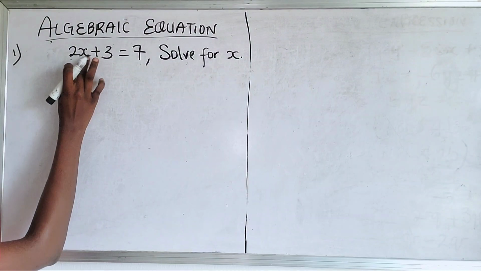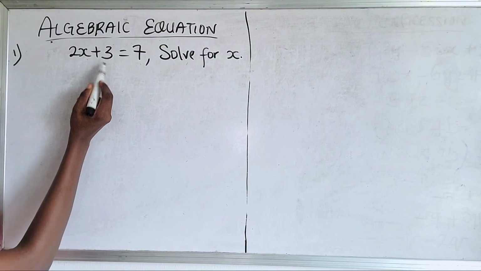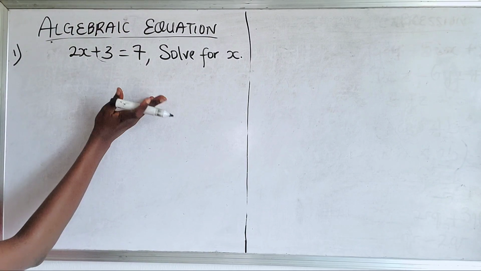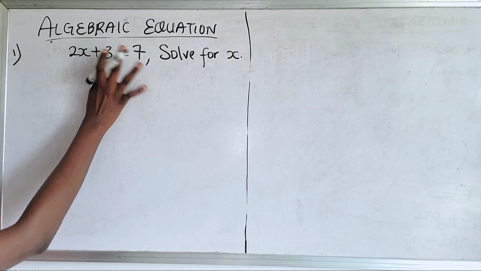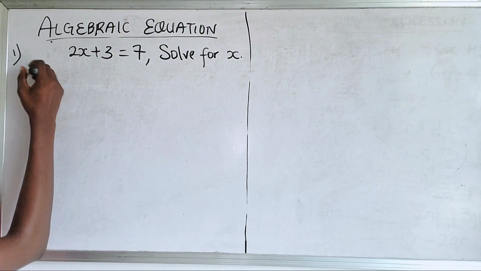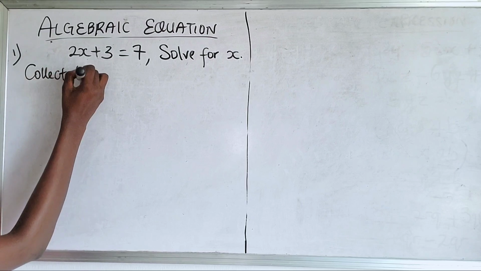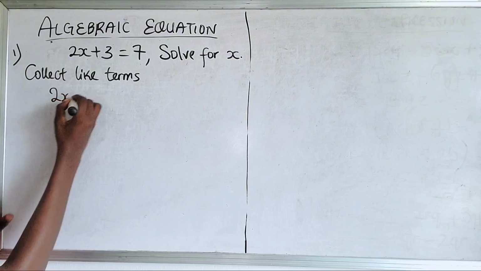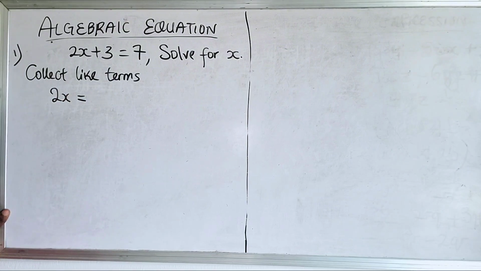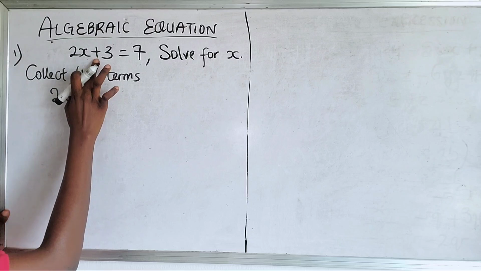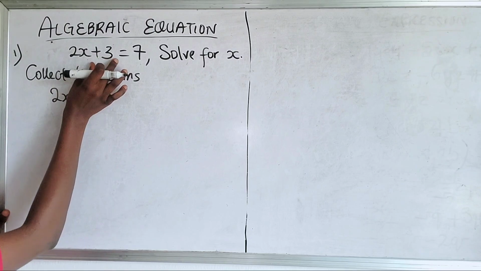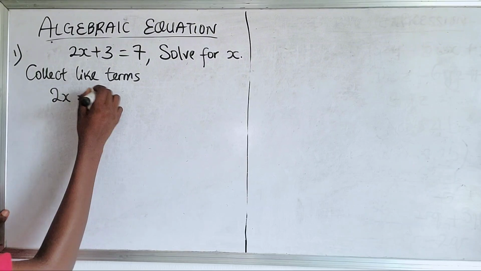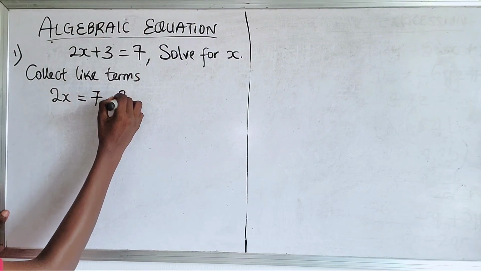In this case, we know these two cannot be added together because they don't look alike. So we're going to take 3, which looks like 7. They are numbers, so we're going to take them together because they are siblings. So you're going to collect like terms. 2x is going nowhere, remains here. But 3 is traveling to meet our brother, and there's a sign in front of it, which is plus. Whenever she tries to cross the equal sign, she changes to minus, the opposite of plus. So you have 7 minus 3.